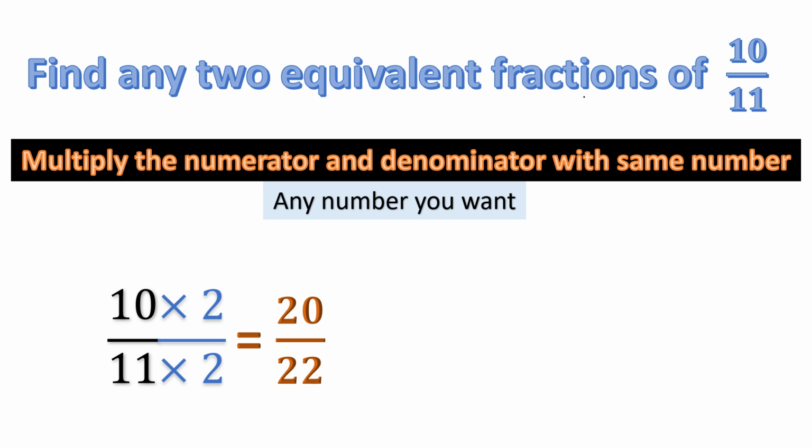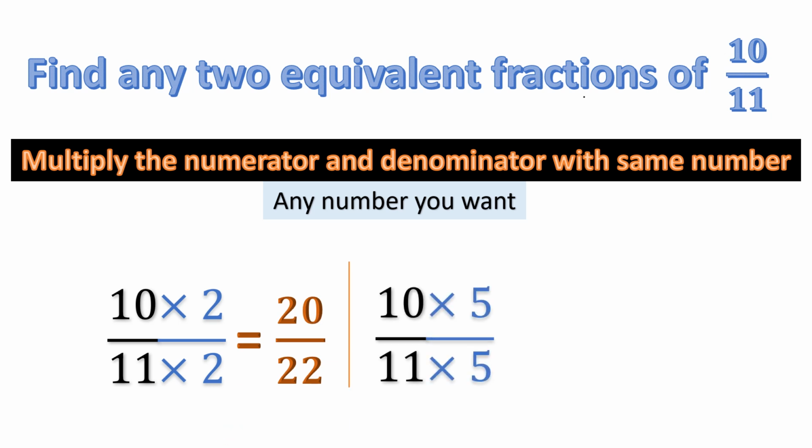Because in our question we have to find any two equivalent fractions, we got one, 20 over 22. Let us find one more. Now I am taking 5. That's my choice. 10 multiplied by 5 is 50. 11 multiplied by 5 is 55. So 50 over 55 is an equivalent fraction to 10 over 11. Now how to check whether I am right or wrong?